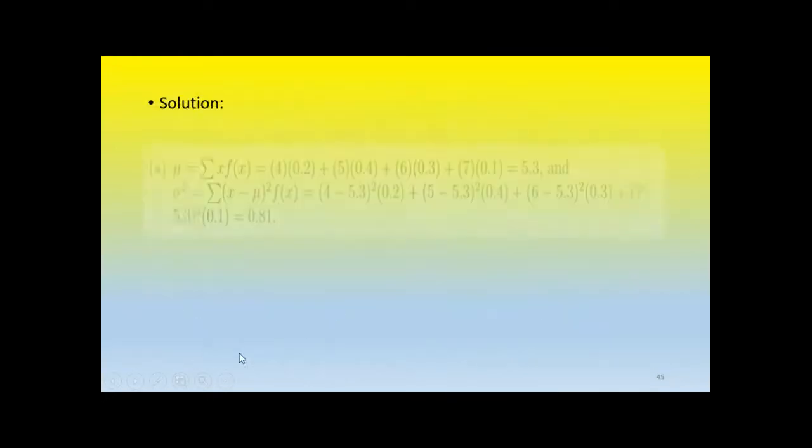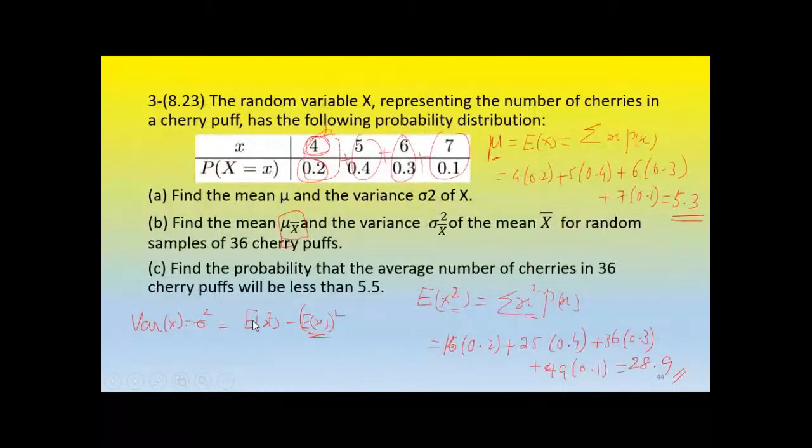Now find the variance here. 28.9 minus 5.3 whole square. Use calculator. The variance is 0.81. So here the question is find the variance and mu. That has been done. Remember the variance sigma square is 0.81. The mean of x is 5.3. We want these two pieces of information to proceed for point B.